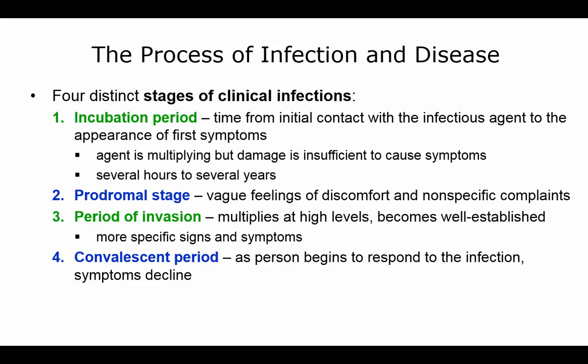Prodromal stage is where you actually start to show symptoms. You start to feel discomfort. You start complaining about those types of things. Period of invasion is where you see some very specific signs and symptoms. They've become well established. That microbe has gotten in the area it wants to be in, and it is reproducing at the quickest rate possible. And then eventually, hopefully, you move into the convalescent period where you actually begin to respond to the infection, your immune system kicks it into gear, and your symptoms start to decline.